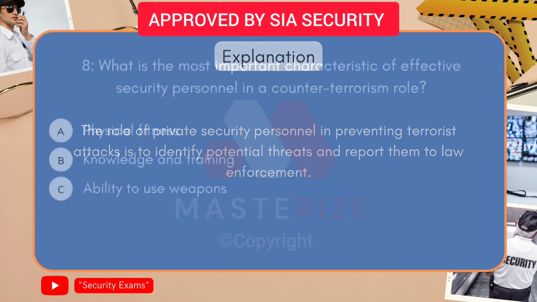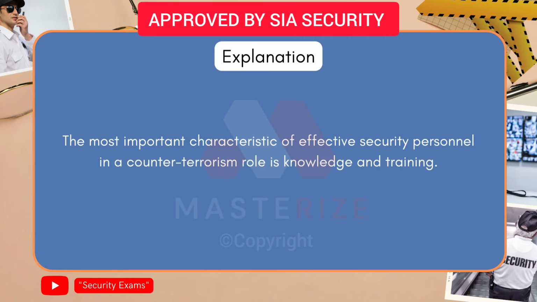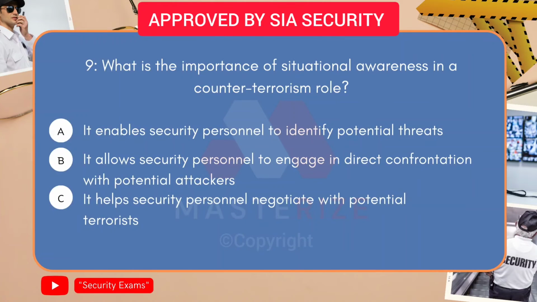What is the most important characteristic of effective security personnel in a counter-terrorism role? Physical fitness, knowledge and training, ability to use weapons. Answer: knowledge and training. Explanation: the most important characteristic of effective security personnel in a counter-terrorism role is knowledge and training. What is the importance of situational awareness in a counter-terrorism role?